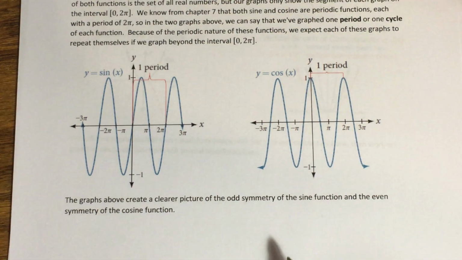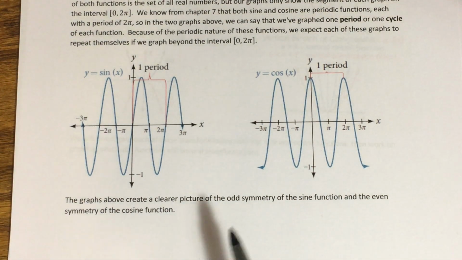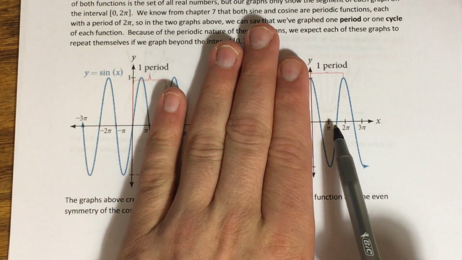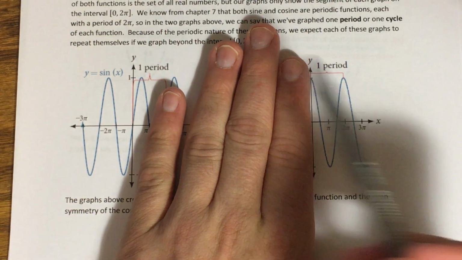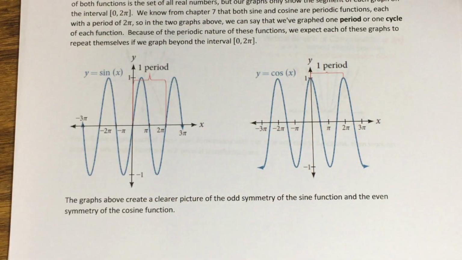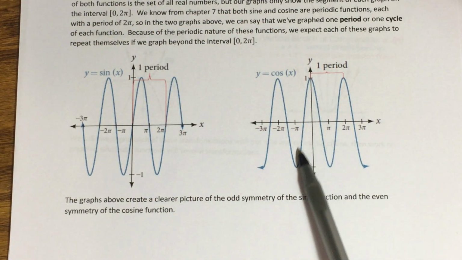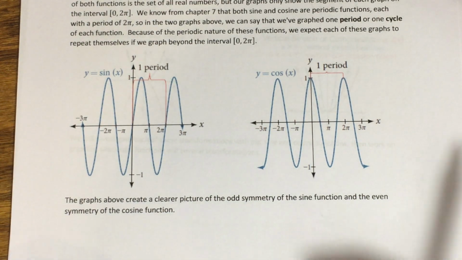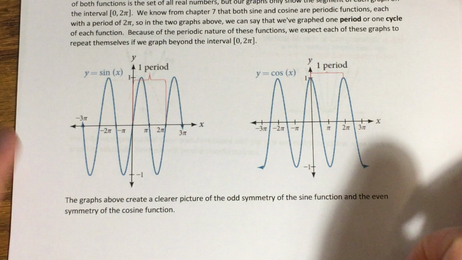Cosine has even symmetry. That's symmetry about the y-axis. So again, if I took the right-hand side of this graph, everything to the right of the y-axis, and reflected it across to the left side, I would get this exact image right here. So both kinds of symmetry are now apparent since we can see these graphs.